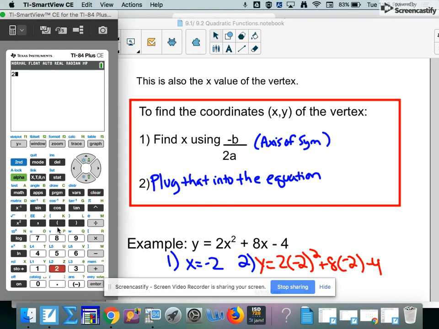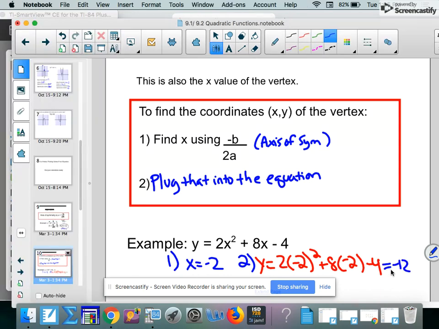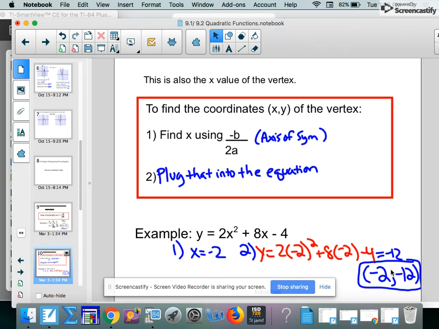So it would be 2 parentheses -2 squared plus 8 parentheses. Make sure you do negative instead of minus if it's a negative that you're plugging in. And then this one is a minus sign, not a negative. That's a -4 at the end. So you kind of have to be able to tell the difference. And I get -12. So my vertex, if this is -12, my vertex is at -2, -12. Your vertex is always a point, so you always need x and y.